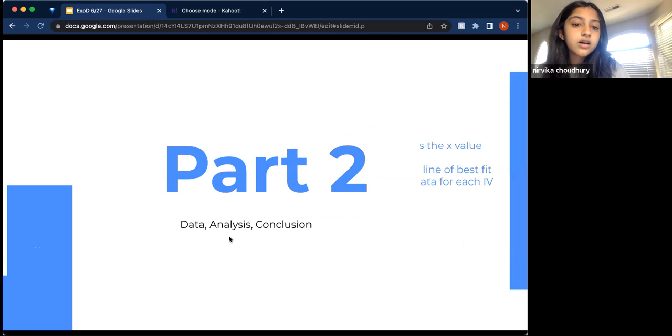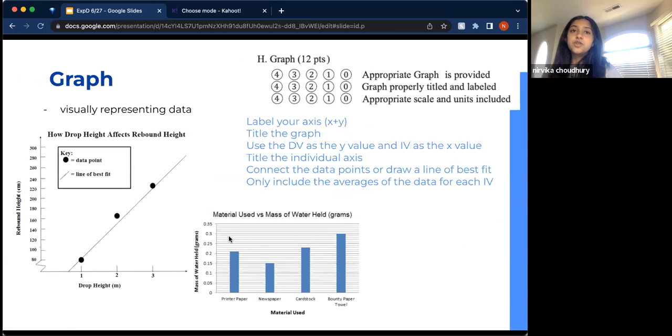Okay, so first we're gonna do a graph based on the data we collected in part one, we have to draw a graph on it. It's just a way to visually represent our data. So these 1, 2, 3, 4, 5, 6 things are steps to completely ace the graph section. We first want to label our axis, title our graph, and use the dependent variable as the y value.